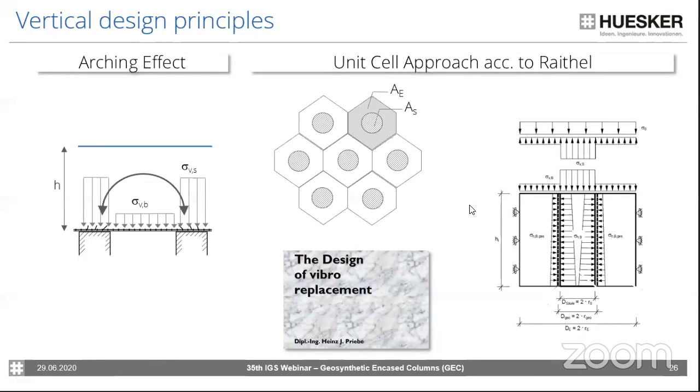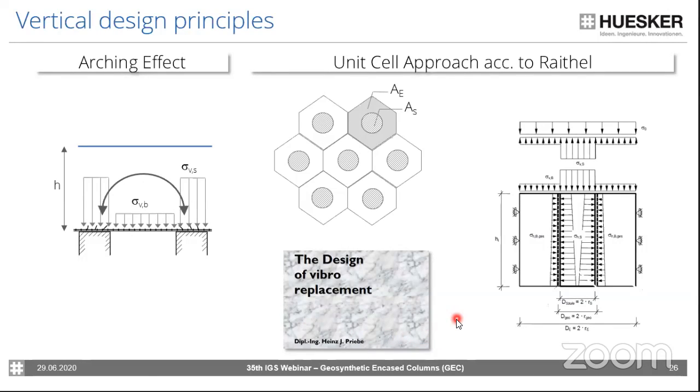So the design principles are shown on this slide. It's the unit cell approach in accordance with Raithel. This is actually based on the normal design of vibro replacement columns. So we're looking at one unit cell comprising the influencing area and the column itself. Then we talked about the arching effect. So this is again what we have seen in the trial already, that we have the load concentration on the columns and less load on the soft soil.